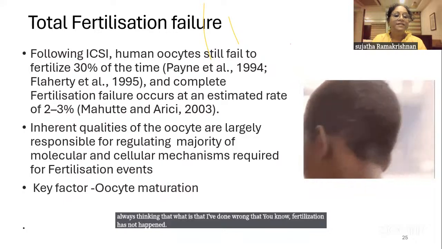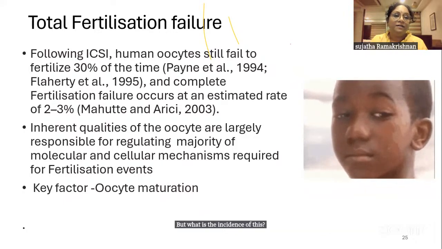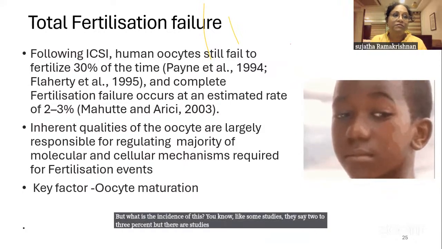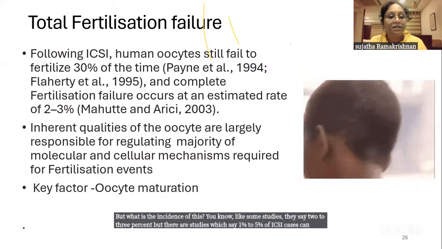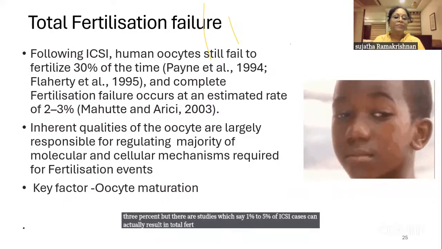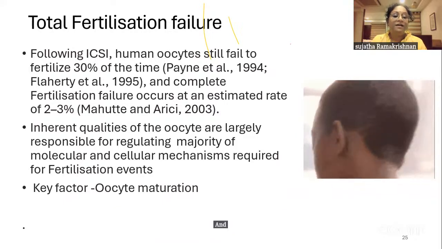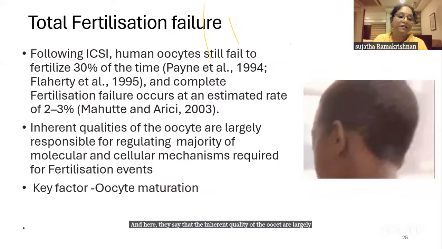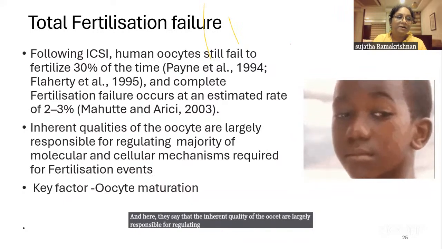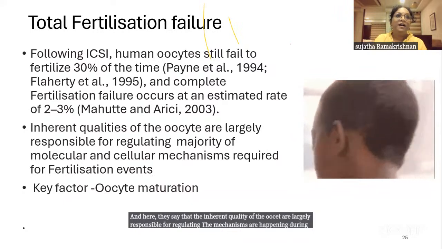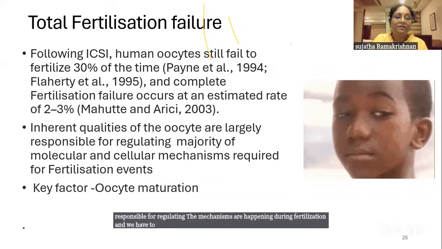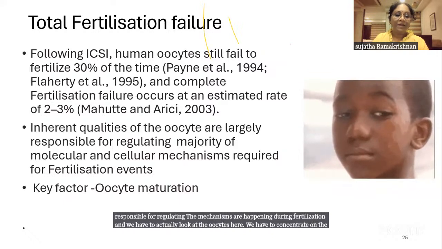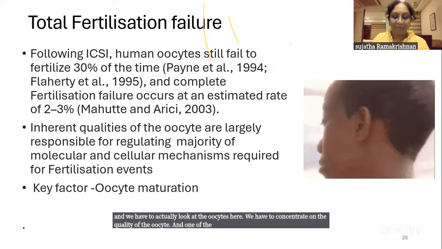But what is the incidence of this? Some studies say 2 to 3%, but there are studies which say 1 to 5% of ICSI cases can actually result in total fertilization failure. And here they say that the inherent quality of the oocyte is largely responsible for regulating the mechanisms happening during fertilization. We have to look at the oocytes here. We have to concentrate on the quality of the oocyte. And one of the key factors is oocyte maturation.